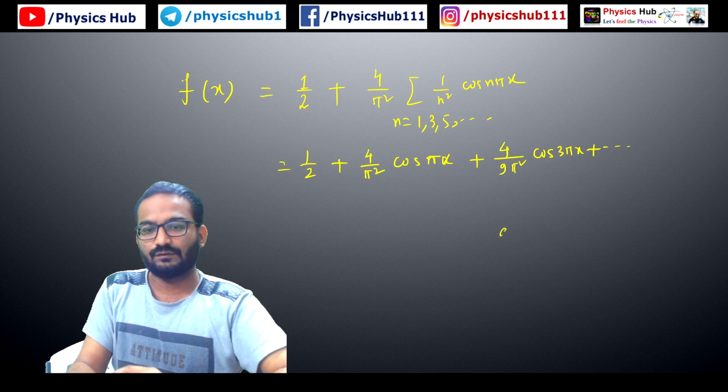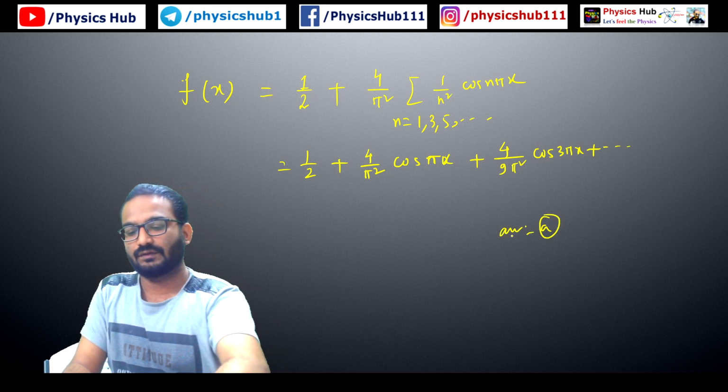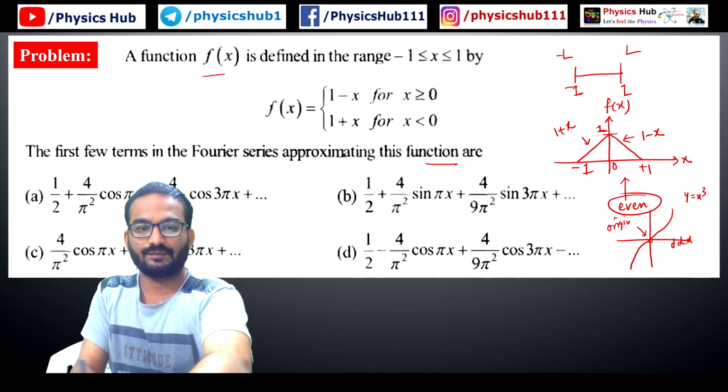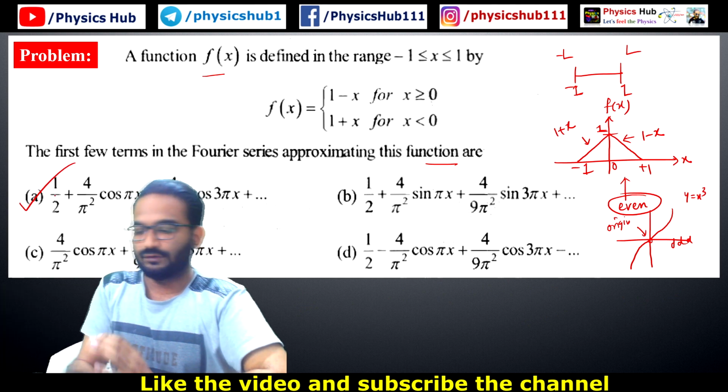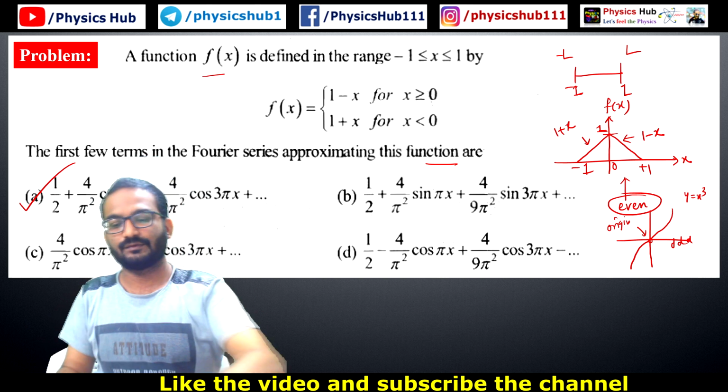And it is matching with option A. So you see what is there in option A? Yes, it is matching with option A. So option A is the correct option for this question.